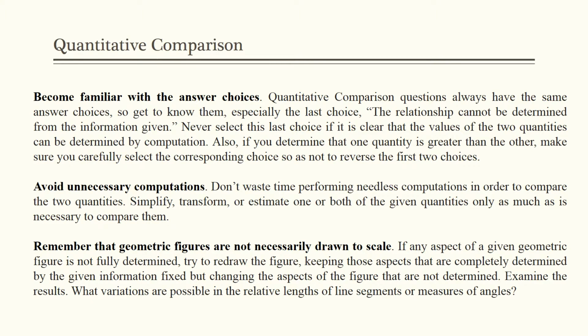Needless to say, become familiar with the answer choices. Quantitative comparison questions, by default, have the same choices for every question that you'll see on the test. It's quantity A is greater, quantity B is greater, the two quantities are equal, or the relationship cannot be determined from the information provided. Don't select relationship cannot be determined if the values of the two quantities can be determined by computation. Also, make sure you select the correct answer out of A and B choices. It's easy to get them reversed once you have the answers calculated.